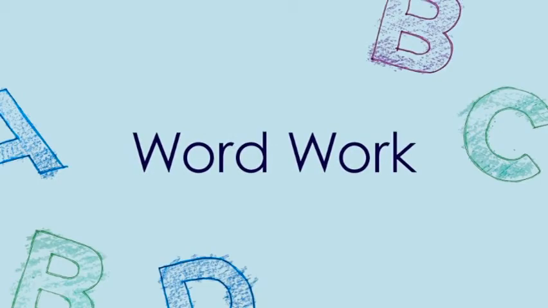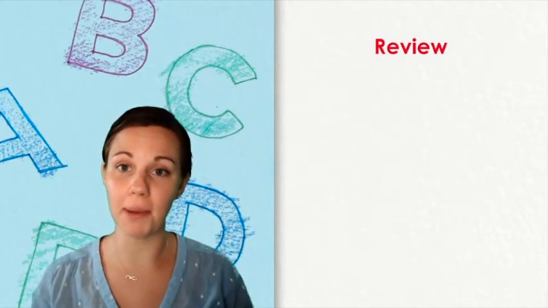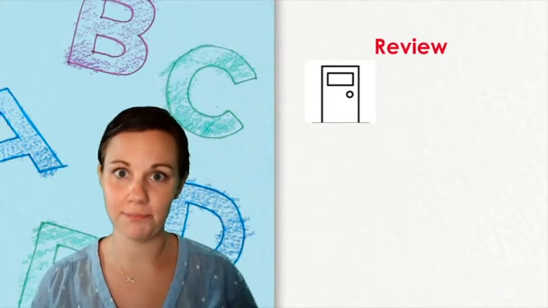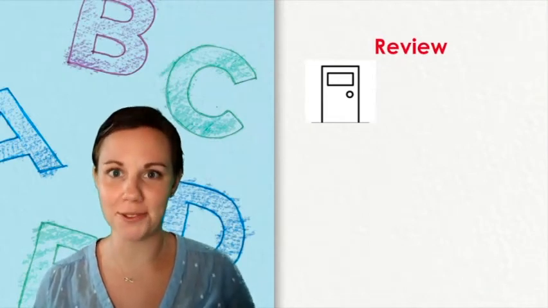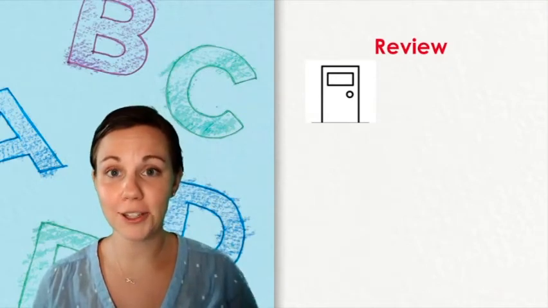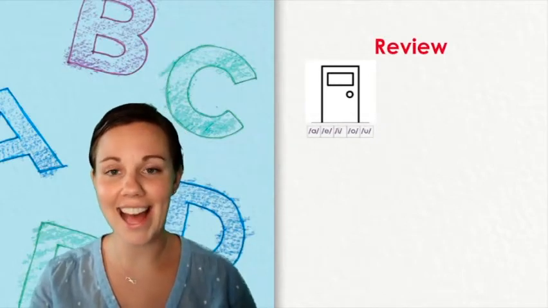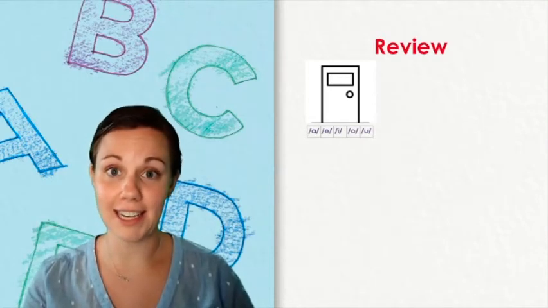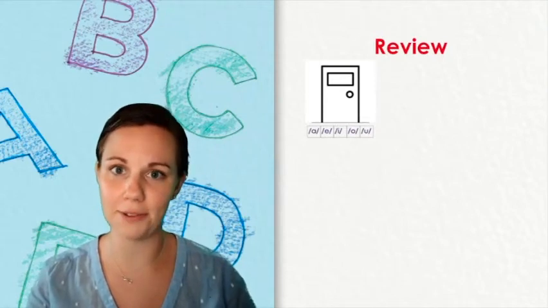Word work. We're going to spend a moment reviewing the three syllable types that we've learned about. The first one we'll look at is our closed syllable. What does a closed syllable tell us about the vowel sound? Absolutely. A closed syllable makes a short vowel sound, like a. The consonant at the end of the syllable closes in that vowel, making sure it has a short sound.